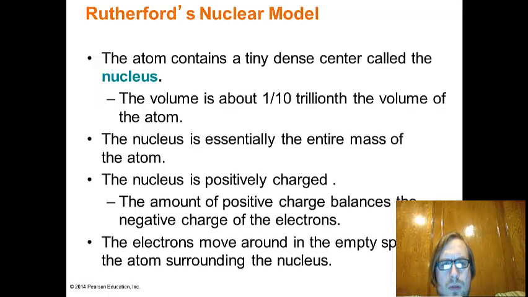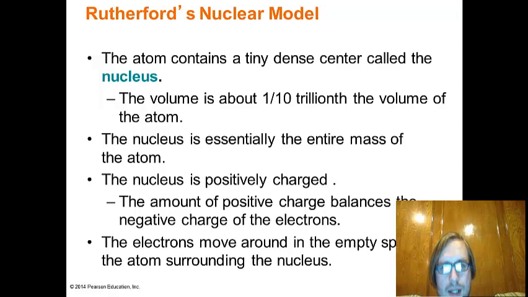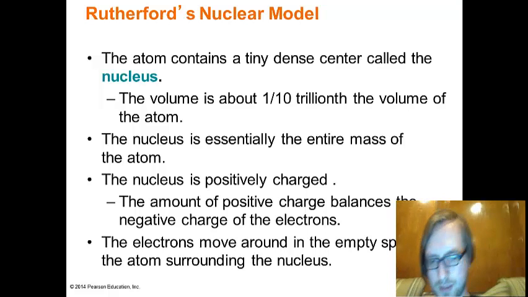He's the one who got the data using his very clever experiment with the gold foil that the atom contained a tiny dense center called the nucleus, and that the volume was about 1/10 trillionth the volume of the atom. That was extremely dense, and that the nucleus is essentially the entire mass of the atom. And so the nucleus takes up almost no space in the atom, but it takes up almost all the mass of the atom, and that it was positively charged, and that the electrons were somewhere outside of the nucleus. That's what Rutherford decided.